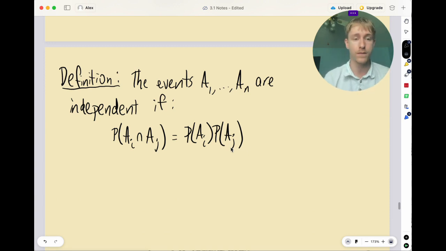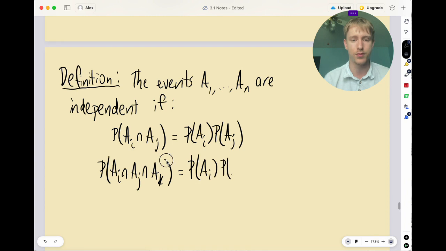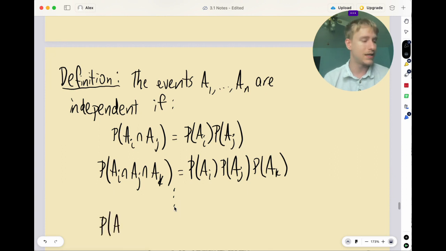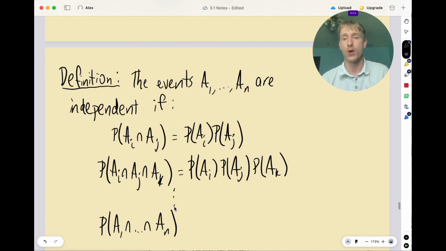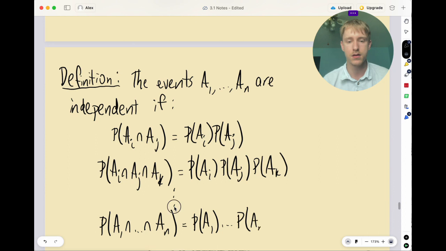Okay, but you also have to show it for 3 events, so I'll just do one more. So the probability of AI intersect AJ intersect AK also has to equal the probability of AI times the probability of AJ times the probability of AK. And so on and so forth. You can do this for quadruple intersections and whatever. And finally, the probability of A1 intersect all the way until AN, because there's only one way to order those, because in sets it doesn't really matter, has to equal the product, probability of A1 times all the way up until the probability of AN.